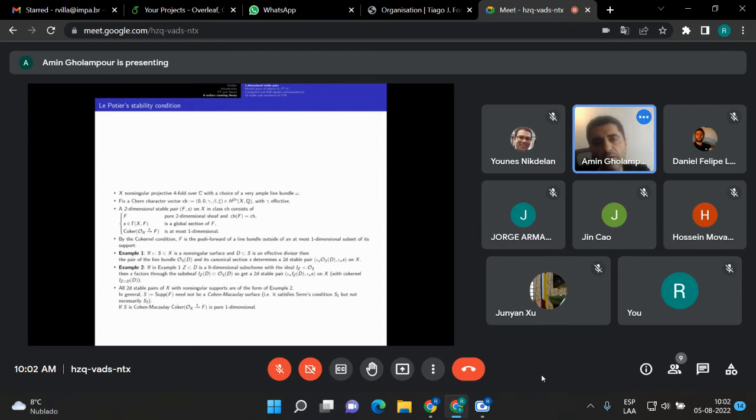This time, it need not be a Cohen-Macaulay surface, so it satisfies Serre condition S1, but not necessarily S2. But in PT theory, the purity just implied the Cohen-Macaulay condition. But if it happens that the support is a Cohen-Macaulay surface, then the cokernel is always pure one-dimensional. So in here, it is at most one-dimensional, so it can have zero-dimensional components. But if the support happens to be Cohen-Macaulay, then it's nicer. The cokernel is just pure one-dimensional. As we saw in this example too, the support is pure one-dimensional.